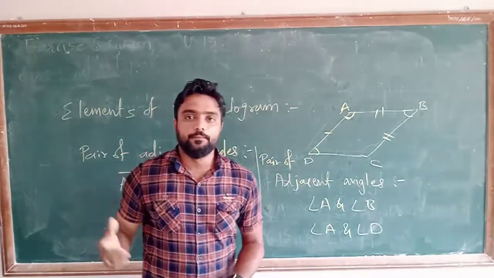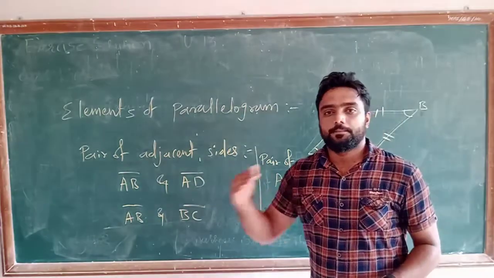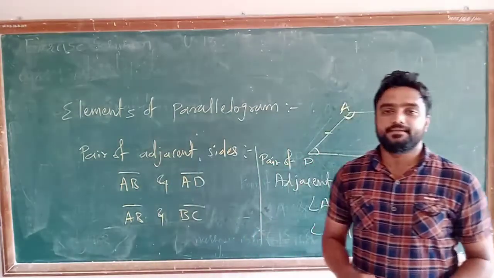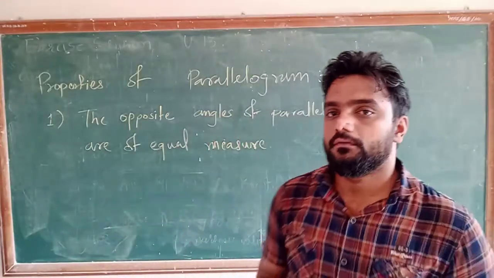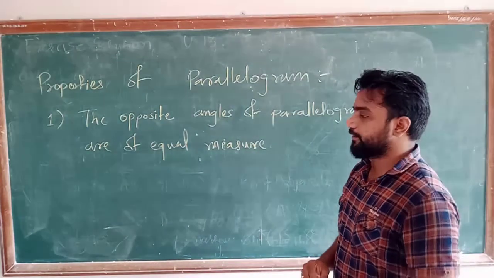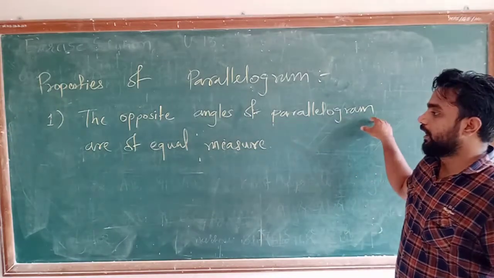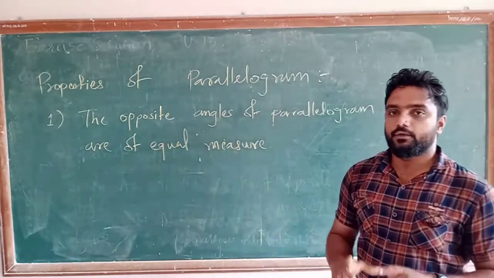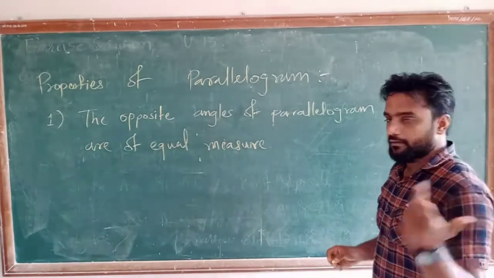Understand or not? So these are the elements of parallelogram. That means what? Pair of opposite sides, pair of adjacent sides, pair of opposite angles, and pair of adjacent angles. Understand or not? Okay. Now next we discuss about the properties of parallelogram. Understand or not? So the first property of parallelogram is that the opposite angles of a parallelogram are of equal measure. That means what? जो भी पैरेललोग्राम रहेगा उसके ऑपोजिट एंगल्स रहेंगे वो उनका मेजरमेंट कितना होगा? इक्वल होगा.